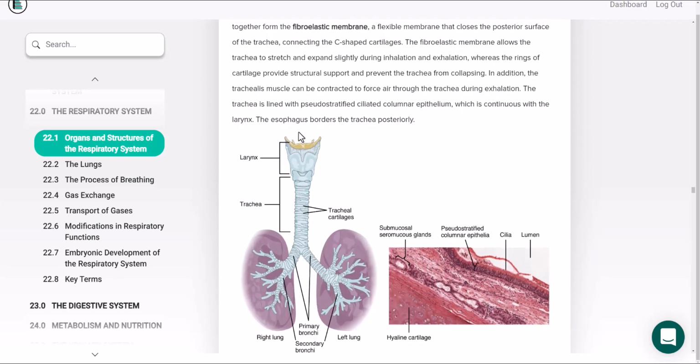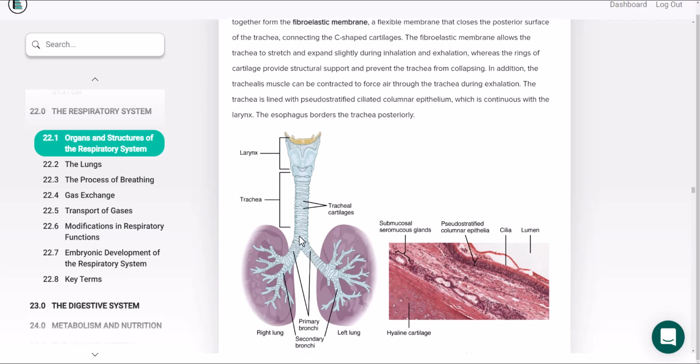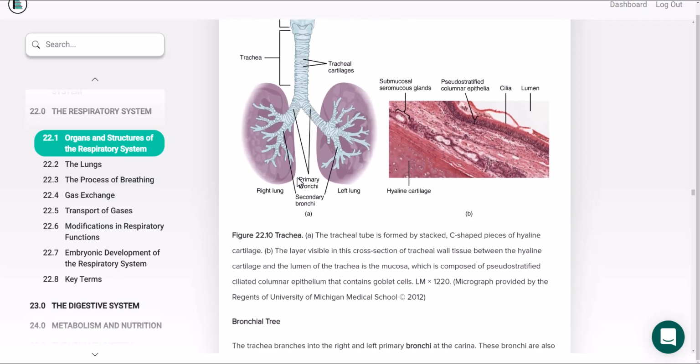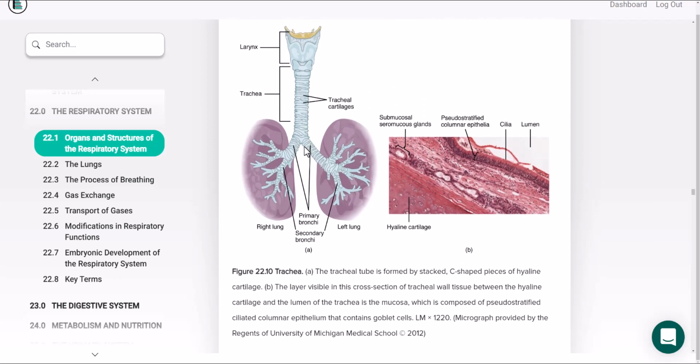So here's the larynx, the voice box, and then the trachea with those tracheal cartilages. And then as air is coming down the trachea, we get to the bifurcation. The bifurcation of the trachea is called the carina. You'll see that word come up in a moment. And it splits into the left and right primary bronchi. These are also referred to as the main bronchi.